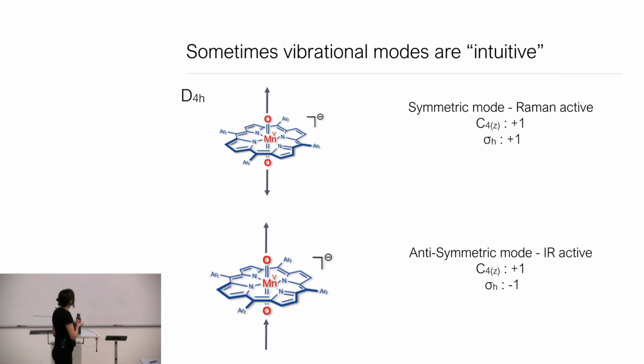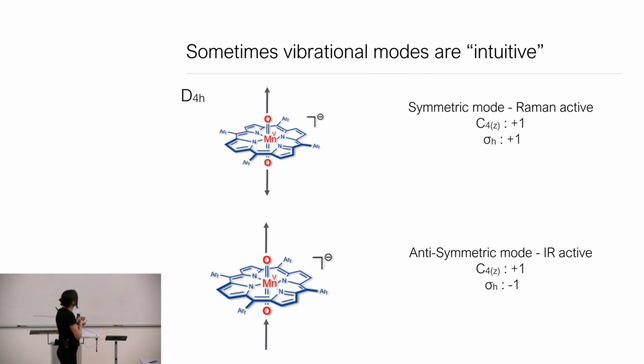And then I can actually do something really simple and just ask myself, okay, if I think about the symmetry of this, right? It's D4h, right? I have those nice perpendicular C2s that we talked about relative to the principal C4 axis that runs through my manganese trans-dioxo. And if I look at this mode, this symmetric breathing mode, if I do a C4 rotation on it, it stays symmetric. And if I do a sigma h, it stays symmetric.